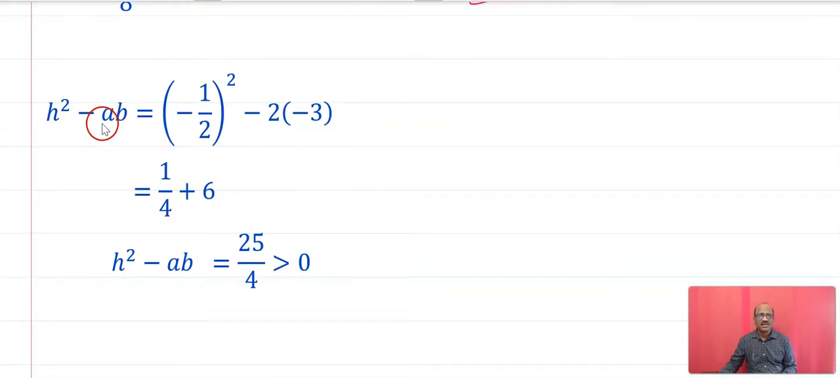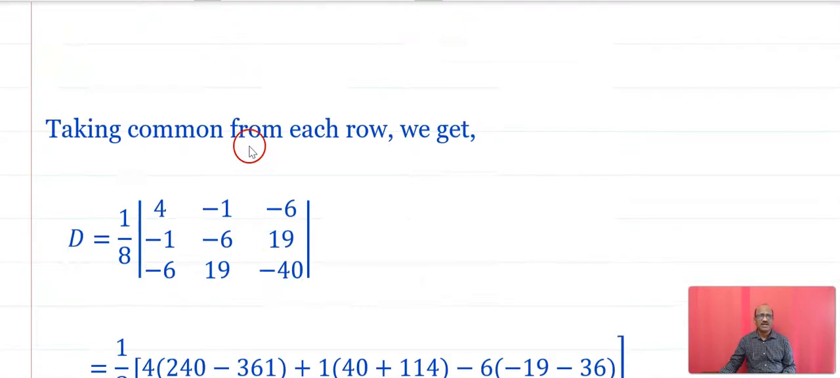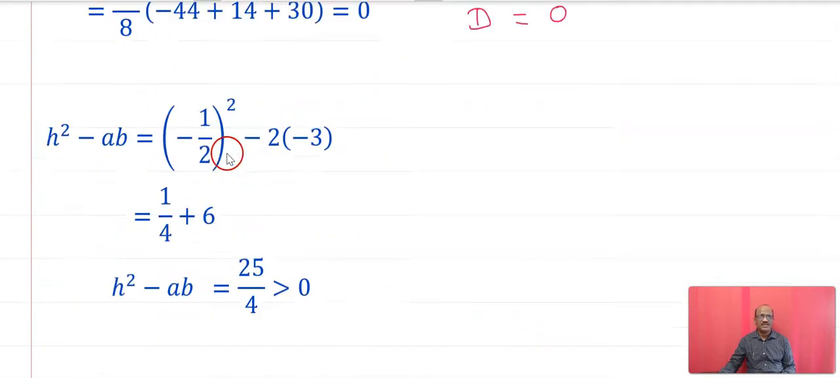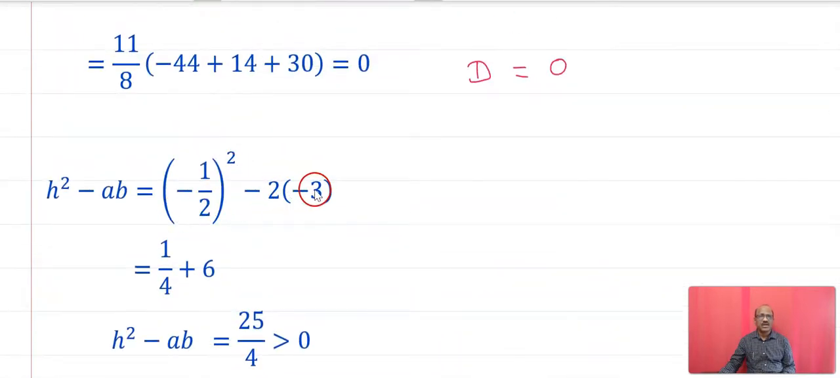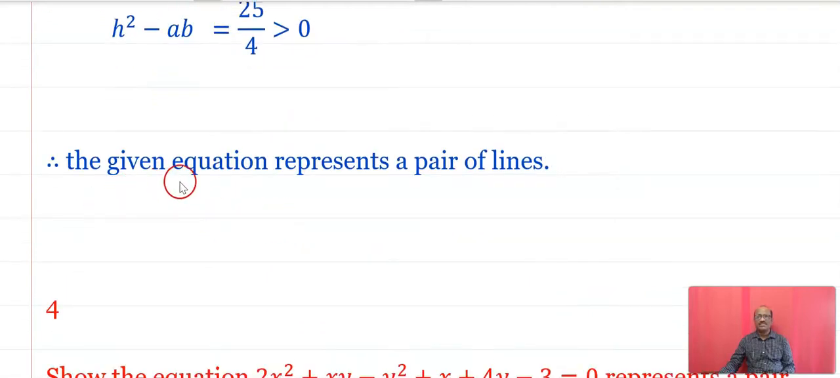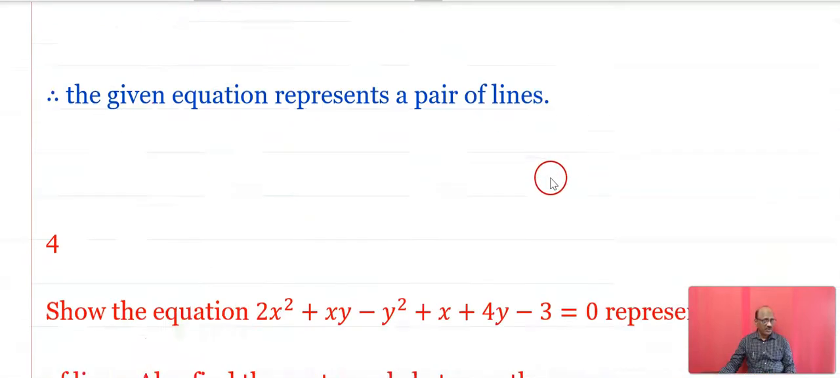Next is the h square minus ab. The value of h is minus 1 upon 2. We have calculated the value of h. And a and b are 2 and minus 3. The product is minus 6, and if you evaluate this, then you will get 6 into 4, 24 plus 1, 25 by 4. It is positive. Therefore, the given equation represents a pair of lines.